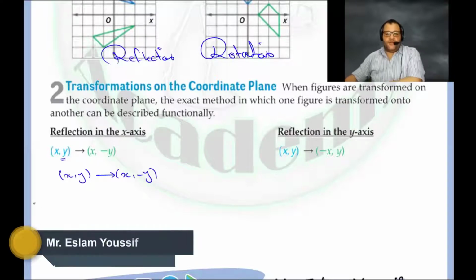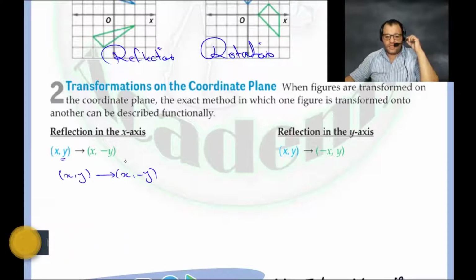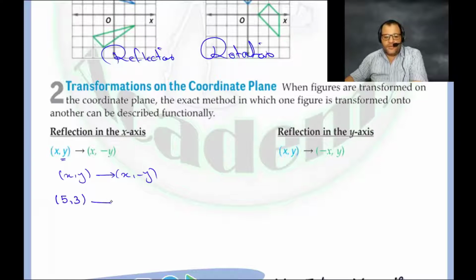What is the meaning of that? Negative, not minus, please. Minus is for the operation, negative is for the sign. So suppose that we have a point (5, 3). Its image by reflection across the x-axis would be (5, -3).